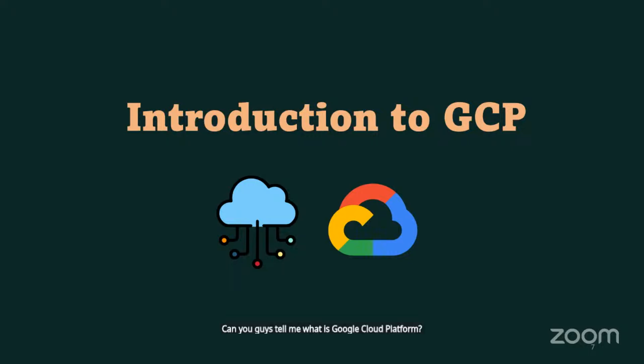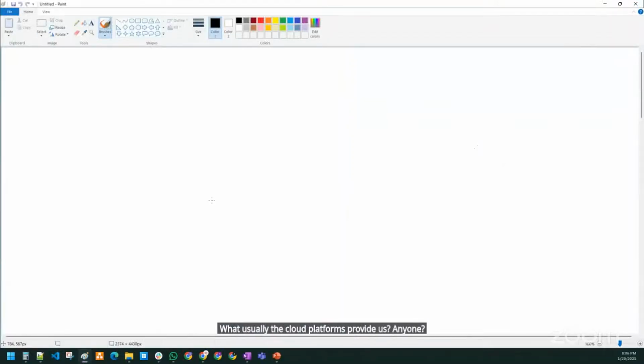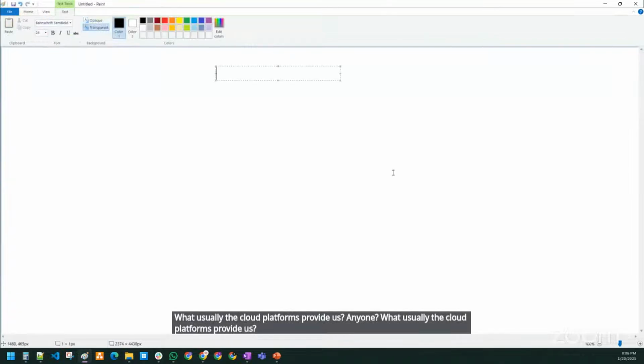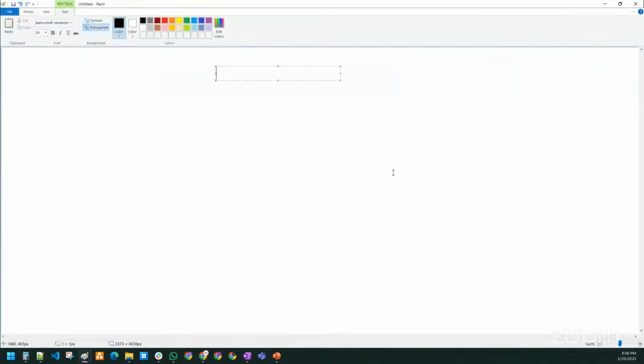What usually do cloud platforms provide us? Anyone? What usually do the cloud platforms provide us? Accessing the compute, network and storage services over internet. Correct. Perfect.